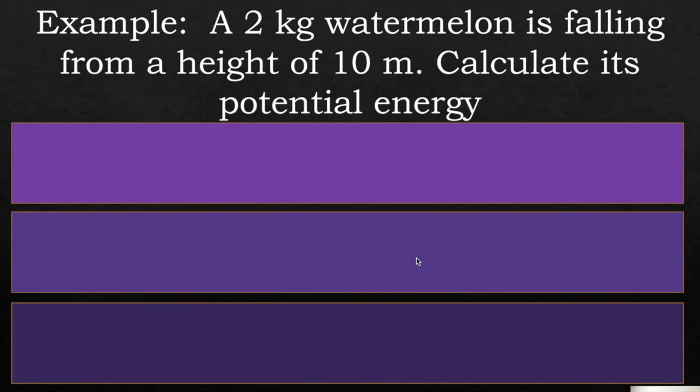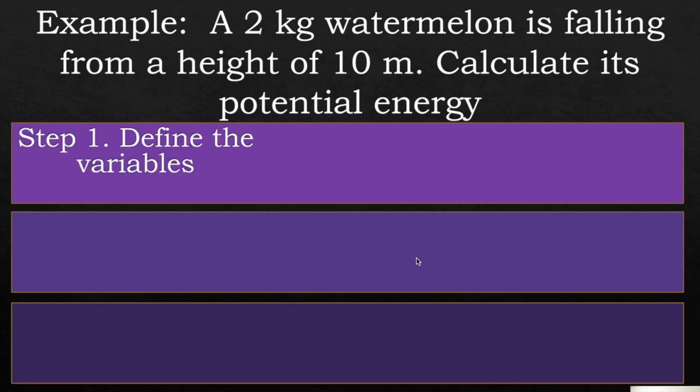Okay, our last example. We're going to do an example of calculating gravitational potential energy. So the example says a 2-kilogram watermelon is falling from a height of 10 meters. Calculate its potential energy. Step 1, define the variables. So the first number that comes up in the problem is 2 kilograms. It's measured in kilograms, which is the unit of mass. So we're going to say M equals 2 kilograms.